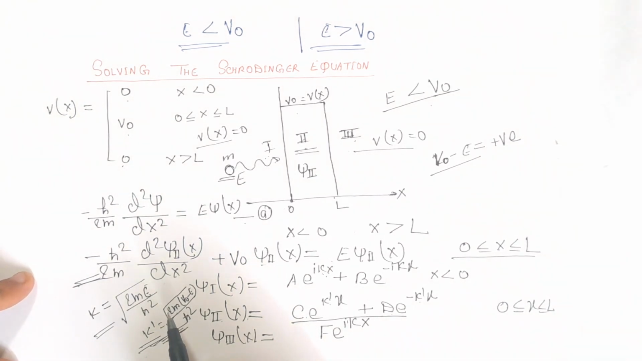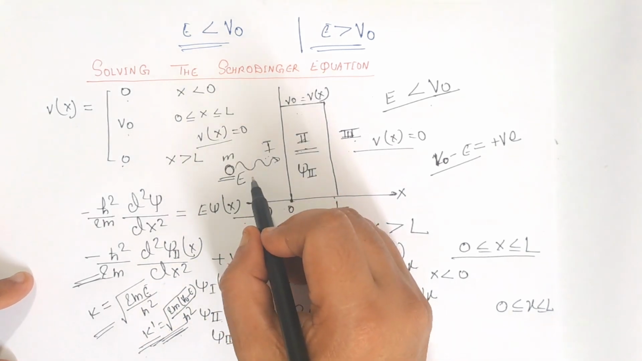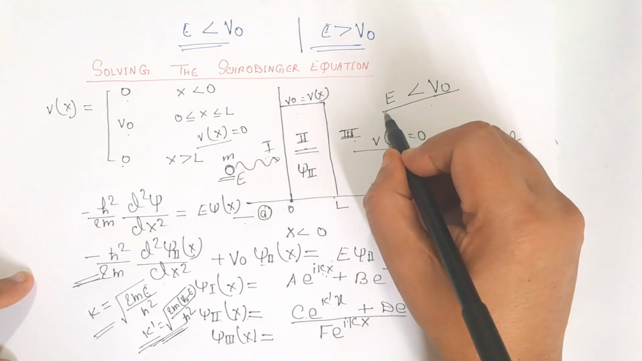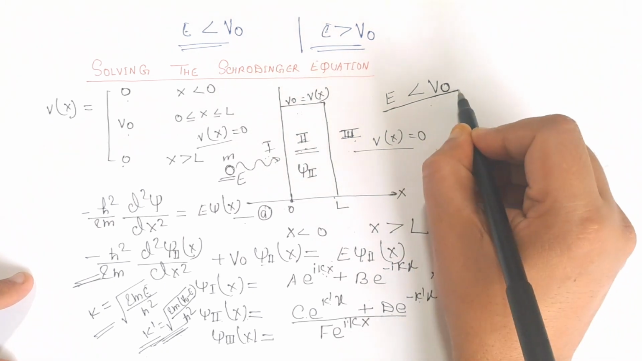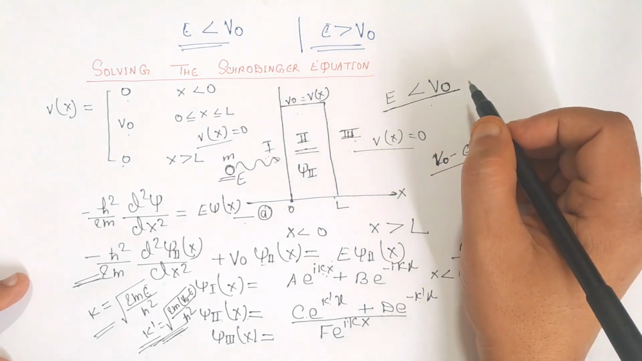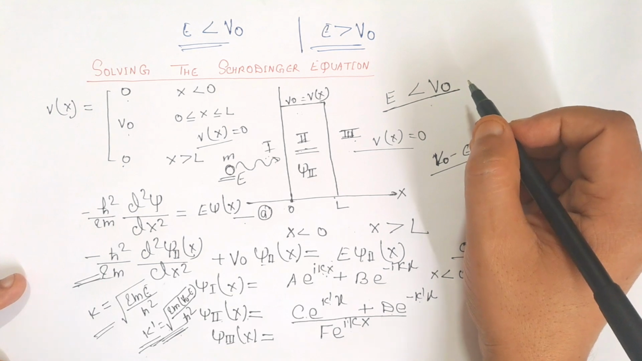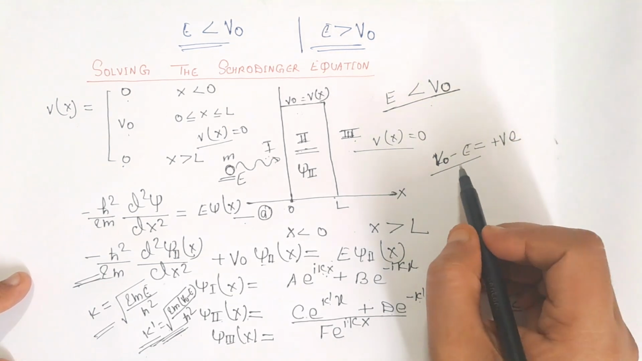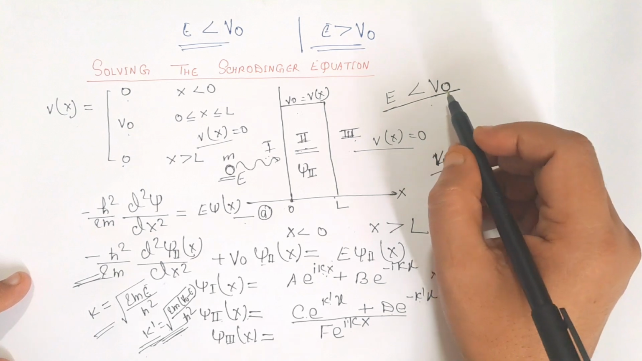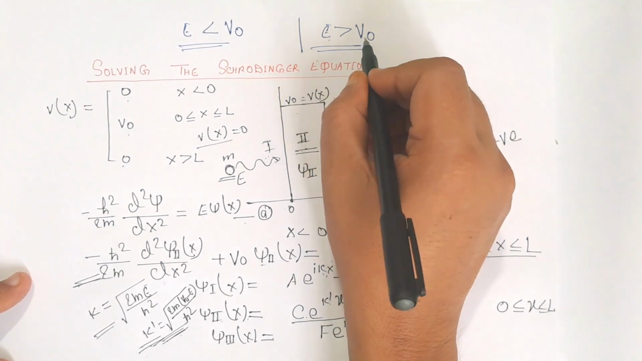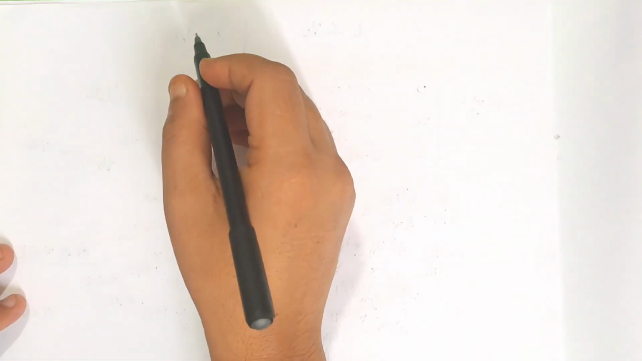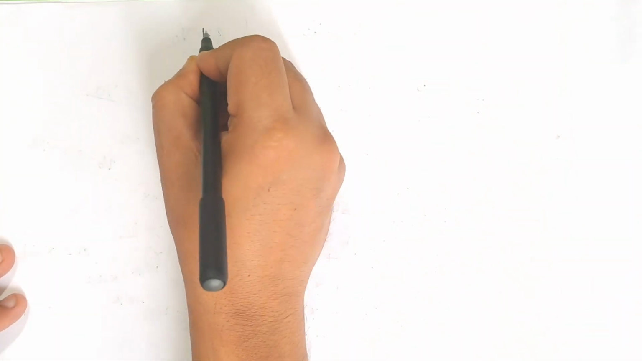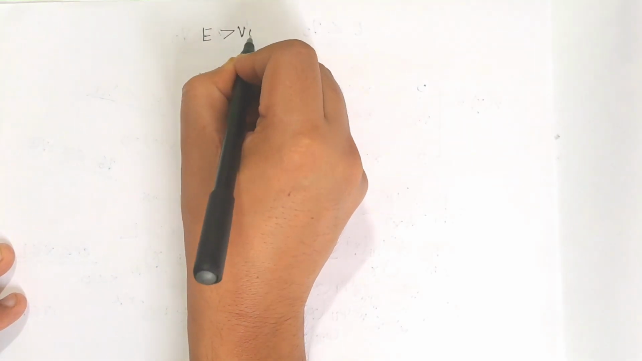This is the solution of the Schrodinger wave equation when the energy of the particle is smaller than the potential energy. And what will happen if the energy of the particle is greater than the potential energy, E greater than V0? In this case, E is greater than V0.